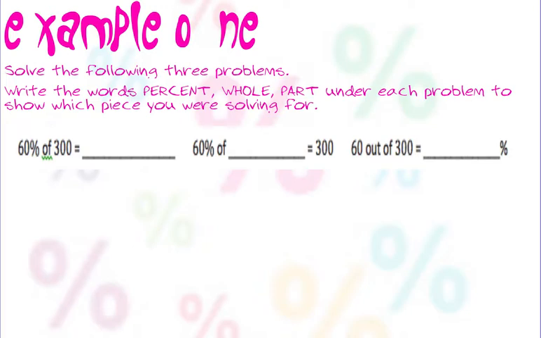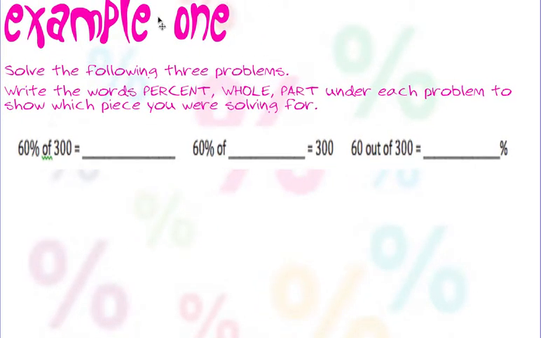All right, to start off, we have example 1, where we're going to solve the following 3 problems, and we're going to write the words percent, whole, or part under each problem to show which piece we were solving for. In this case, we have 60% of 300. If I want 60% of 300, I know 60% means 60, that's my part, out of 100. But now I want 60% of 300. So I want this much out of this many. Usually we work out 100 out of 100, but now we want to work out of 300.